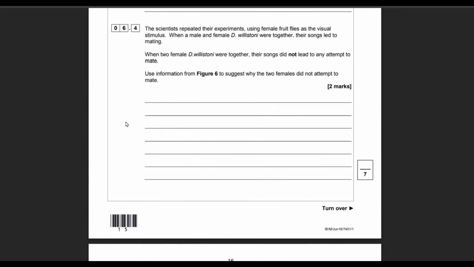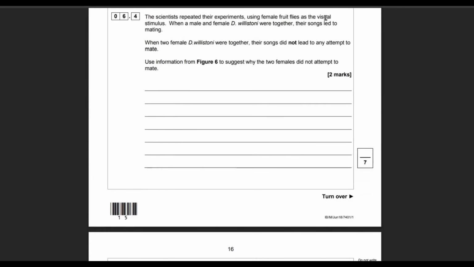6.4. Scientists repeated the experiments using female fruit flies as the visual stimulus. When a male and female D. Willistoni were together, their songs led to mating. So they used female fruit flies to basically get them excited. So they sung and then they mated. When two female D. Willistoni were together, their songs did not lead to any attempt to mate. Use information from Figure 6 to suggest why the two females did not attempt to mate.